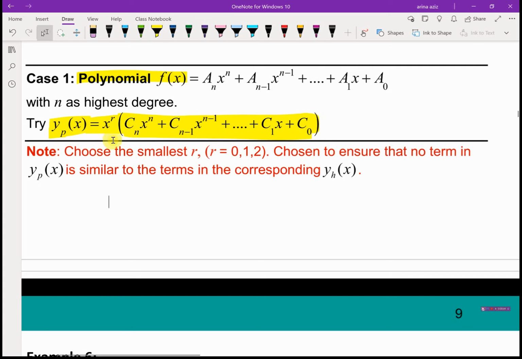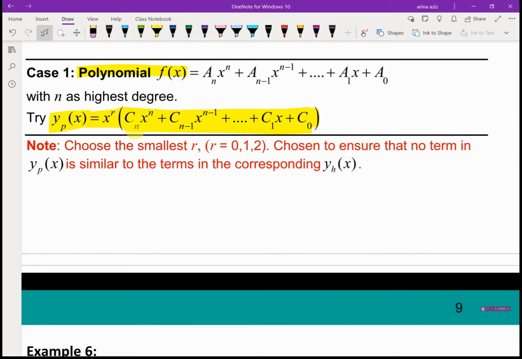Now, note the x to the power of r here. We always start with the smallest r, which is r equal to 0, so it means that it will become 1 actually. Then we compare whether we have the same terms in YH that are similar to YP or not. If there is a similar term, then we have to increase the value of r from 0 to 1 so that the whole expression will be multiplied by x. Then check again whether there is a similar term in YH and YP. If not, then we can continue with the solution.